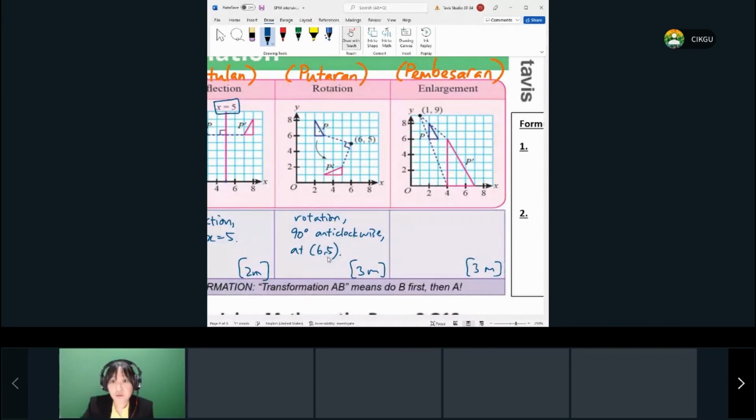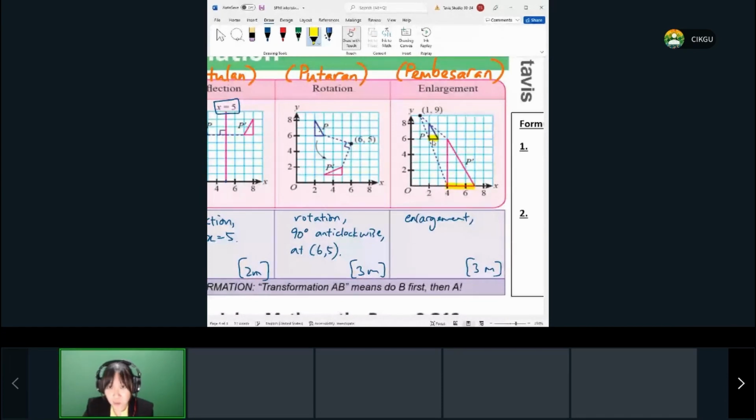So for rotation and enlargement, the third mark is rewarded for the center, because enlargement also has a center of enlargement. The first mark is given if you wrote the word enlargement. The second mark is how big, because since you already tell us it's enlarging, you must tell me how many times it gets enlarged. The easiest way to see this is to measure any two corresponding sides. For example, this side corresponds to this side in the image.